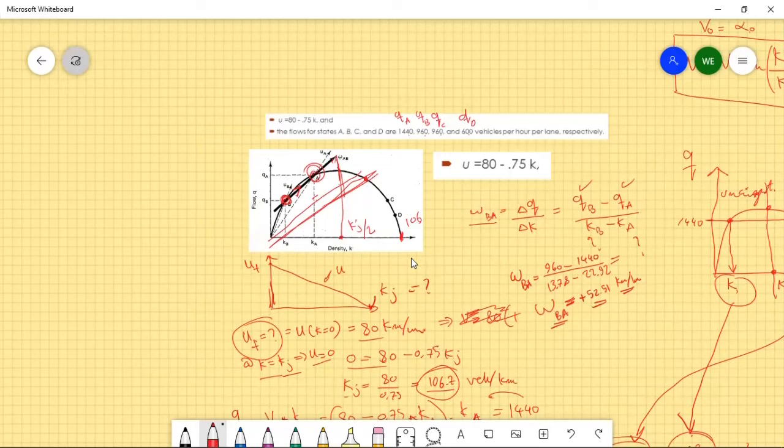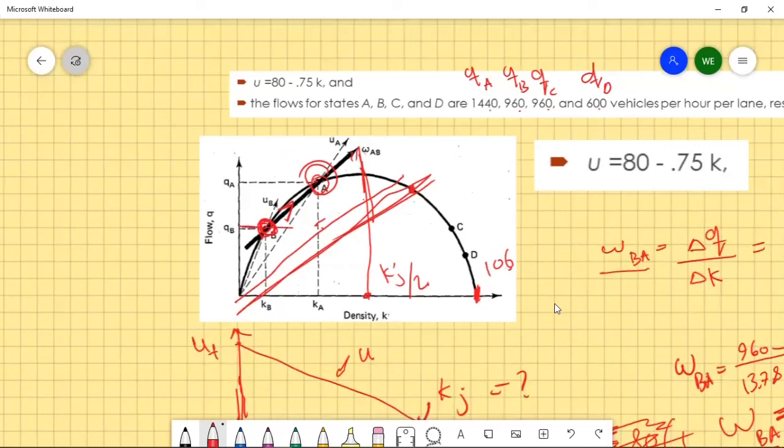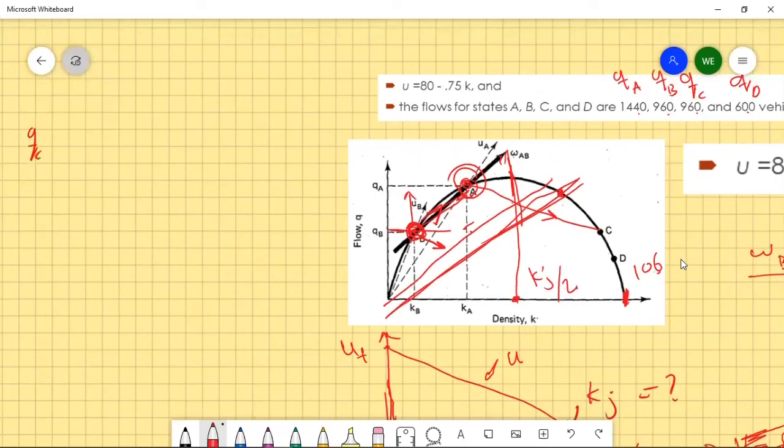Just to give you a hint on how to determine whether this is correct or not: as long as we are going up like this, it's going to be positive. If the shock wave is going this way, it's going to be negative and backward. For example, if it changed from state A to state C, this is going to be a backward shock wave. Let's calculate this at state C. QC equals VC multiply KC, so here we have 80 minus 0.75 KC, multiply KC, equal 960.